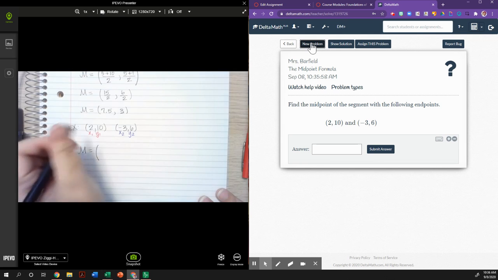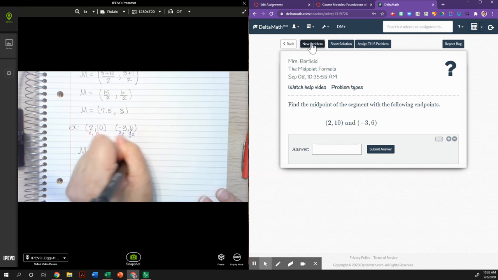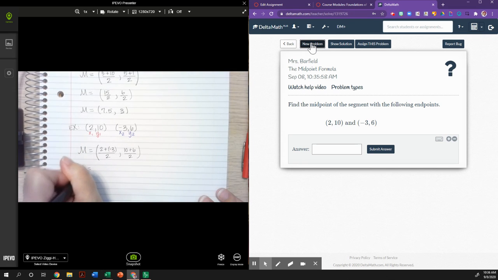So I'm going to add the x values. So 2 plus negative 3 divided by 2. And then I'm going to add the y values. 10 plus 6 divided by 2. All right, so 2 plus negative 3, that's negative 1 divided by 2. And 10 plus 6, that's 16 divided by 2. I'm going to leave this one as a fraction just so you can see in Delta Math. So negative 1 over 2 and 16 divided by 2 is 8.